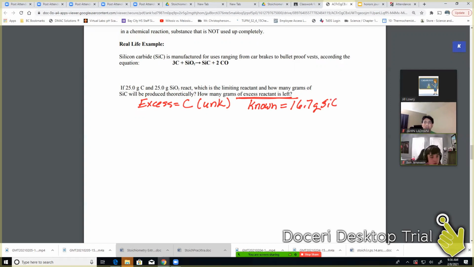So now I have to figure out if 16.7 grams of silicon carbide is made, how many grams of carbon does that actually take? I know it has to be less than 25 because we said carbon is in excess. So that's my first step. I'm going to start with my 16.7 grams of silicon carbide. That's my known. In my unknown, I need to figure out how many grams of my excess reactant that actually took.